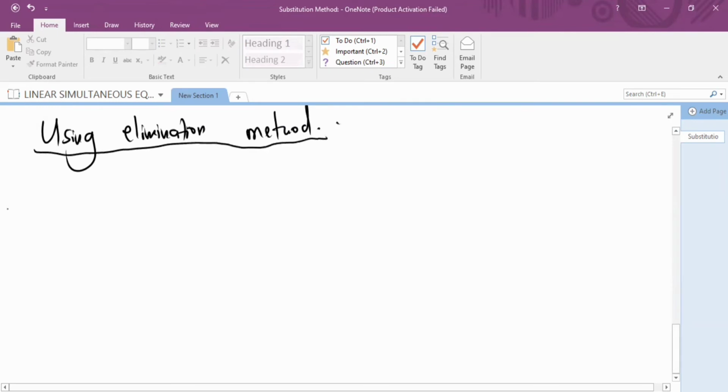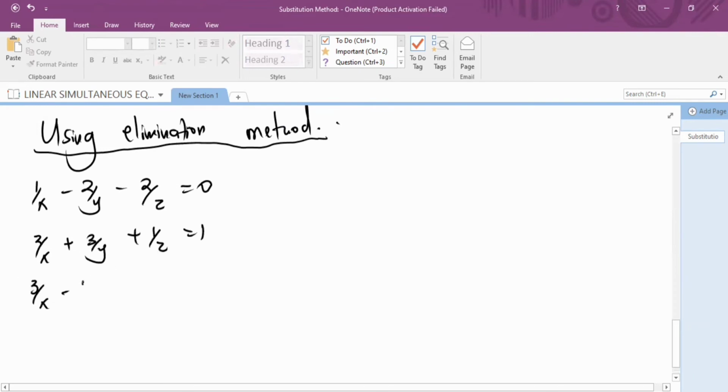method, now I want to write the equations again. We had 1/x minus 2/y minus 2/z is equal to 0. 2/x plus 3/y plus 1/z is equal to 1. 3/x minus 1/y minus 3/z is equal to 3.